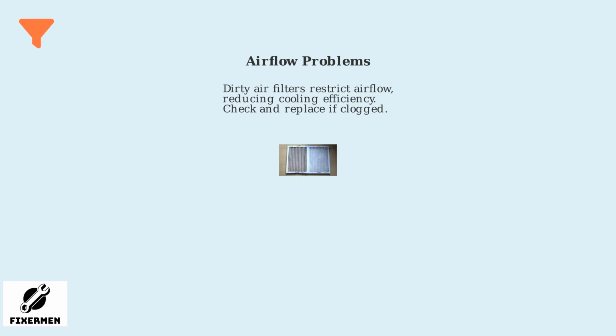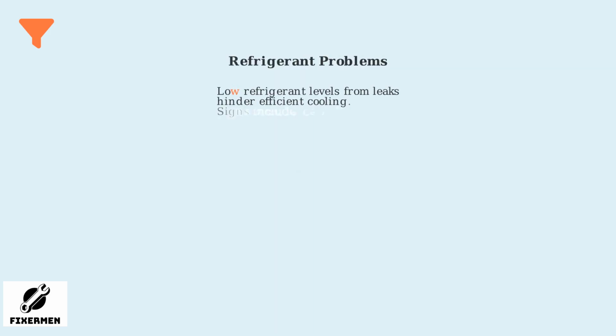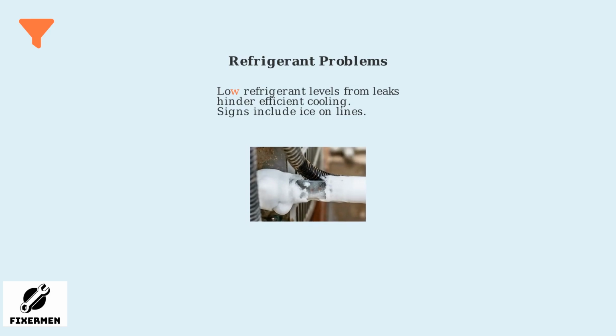While not directly caused by power outages, airflow problems from dirty filters can worsen cooling issues. A clogged filter blocks air movement, making the AC work harder and cool less effectively. Refrigerant leaks can cause low levels, especially after power fluctuations stress the system. This makes cooling harder. Look for ice buildup on refrigerant lines as a warning sign.